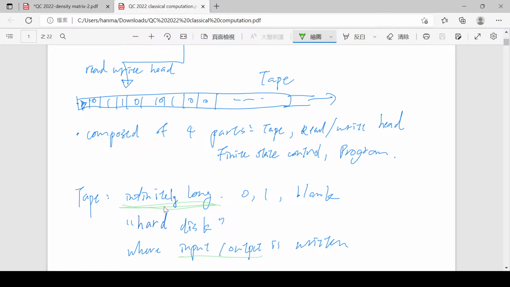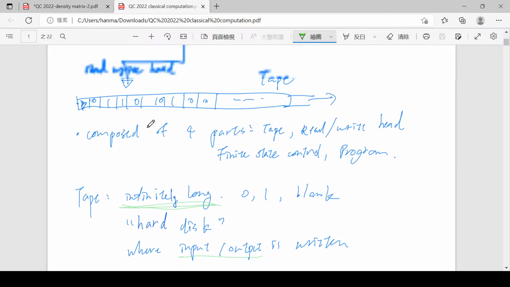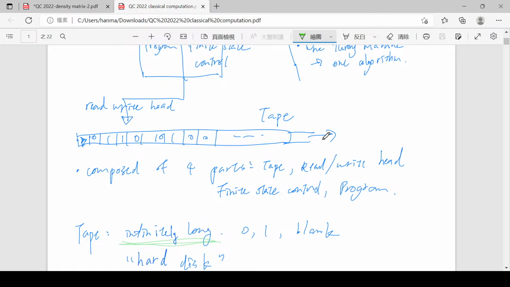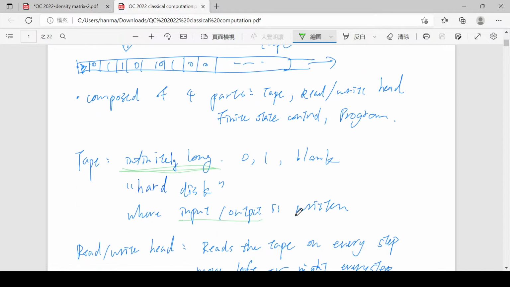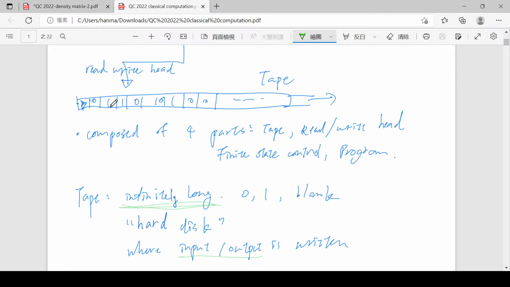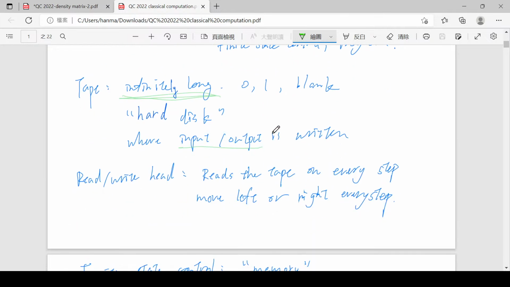But it's kind of weird. It's interesting that it's a hard disk, but it's also your mouse and keyboard, because you also take your input from the tape when you try to execute your Turing machine. So this is where you will write your input on the tape, and the Turing machine will do something, and hopefully will write the output also on the tape.